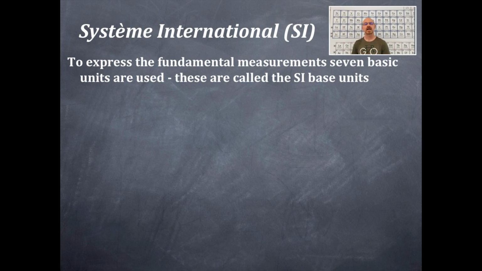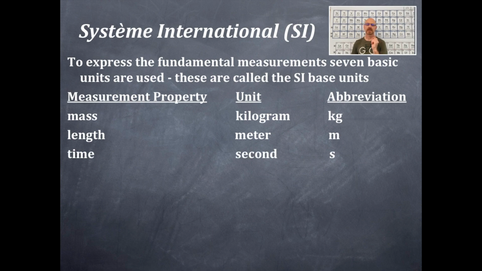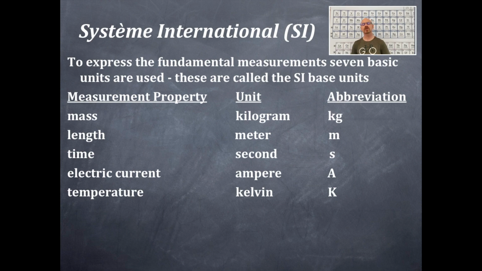These are called the SI base units. So, here's the measurement property, its unit, and its abbreviation. Mass is the kilogram, and the abbreviation is kg. Then we have length, that is the meter, and that's a lowercase m. Then we have time, that's the second, and that's the lowercase s. And then we have electric current, and that's ampere, and that is the capital A, like the scarlet letter. The temperature is Kelvin, and that's a capital K.